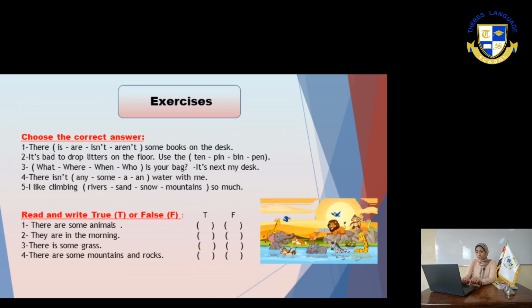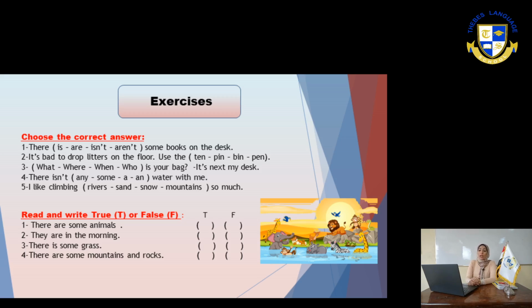Next slide. It's an exercise. So I will start with the choose the correct answer with you. Number 1, there is or are or isn't or aren't some books on the desk. Yes, correct. There are, because I have some as a positive sentence, and books, it's a plural, not a singular.